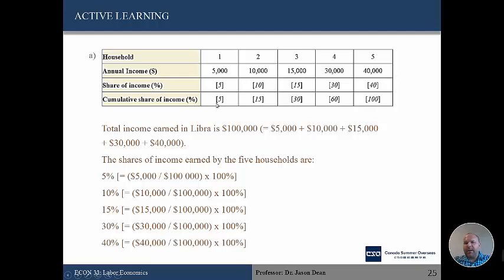Then we can do the cumulative share of income, which is obtained just by summing these up. This figure is obtained from adding this plus this. This is from this plus this plus this. And we have our cumulative share of income.